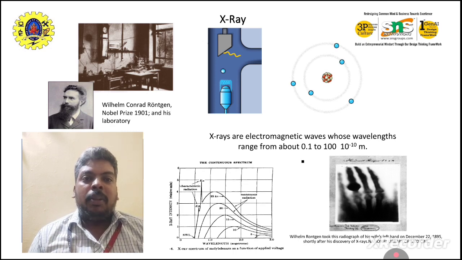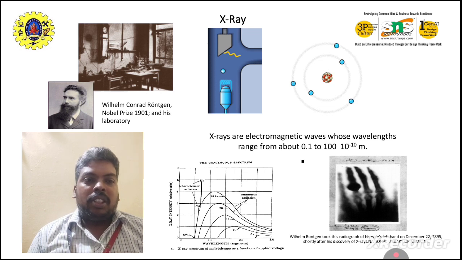First, X-rays were discovered by William Roentgen. He got the Nobel Prize for this in the year 1901. In the top left image is the original laboratory where he invented X-rays, and the photograph of William Roentgen is shown in the top left.